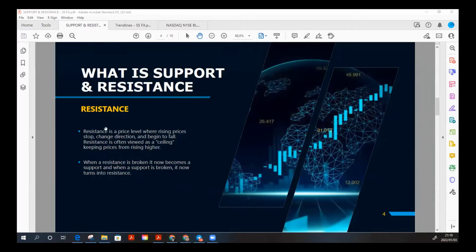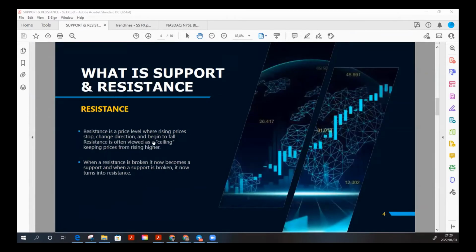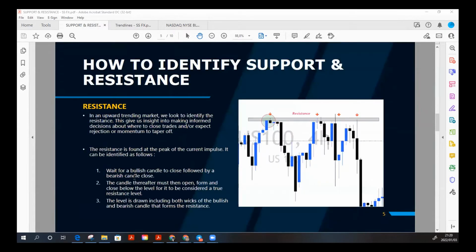So what is a resistance? A resistance is a price level where rising prices stop, change direction, and begin to fall. Remember, support was where falling prices stop, change direction, and begin to rise. So the resistance is the opposite of that. Price from the resistance falls. So resistance is often viewed as a ceiling, keeping prices from rising higher. When a resistance is broken, it now becomes a support, and when a support is broken, it now turns into a resistance.